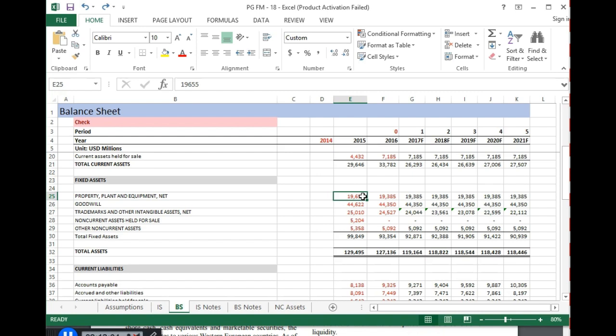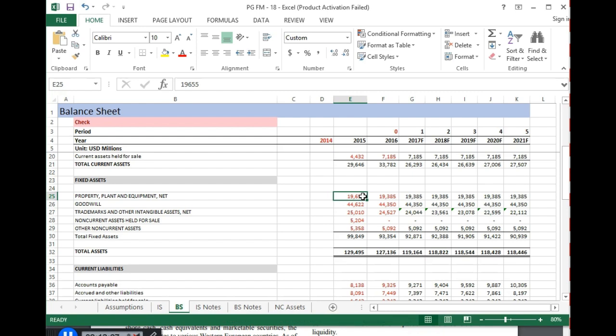And most of the time when you are making a model, it wouldn't balance. Why? Maybe you have missed something in P&L, or you have added something in P&L which you haven't accounted for in cash flow. So in order to balance it, you will need to make adjustments in your cash flow statement, or you will need to go back and check why it is not balancing, and then balance it. So that's how you will go about it.